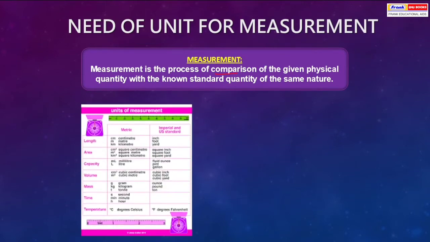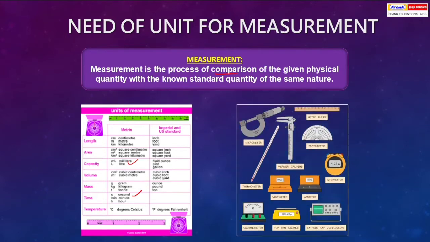And we have different units of measurement, like for length we have centimeter, meter, kilometer, inch, feet, yard, etc. For area we have square centimeter, square meter, square kilometer. For capacity we have milliliter, liter. For volume we have cubic centimeter, cubic meter. For mass we have gram, kilogram, ton, pound. For time we have second, minute, hour. For temperature we have degree Celsius, degree Fahrenheit, degree Kelvin.